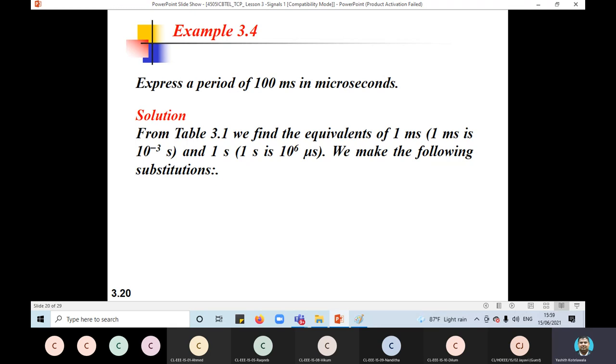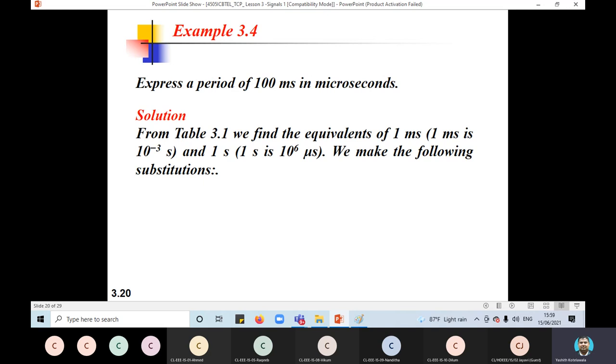Right, solution says from Table 3.1 we find the equivalence. 1 millisecond is 10^-3 seconds, and 1 second is equivalent to 10^3 milliseconds. 1 second is also equivalent to 10^6 microseconds.